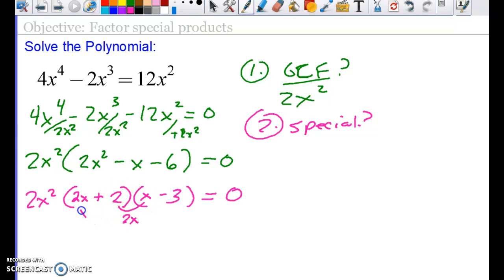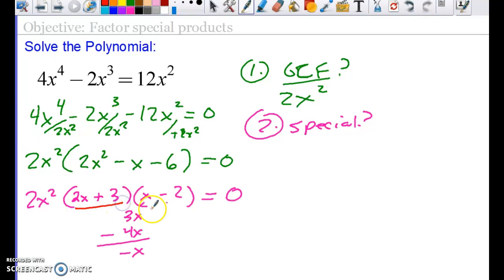So 2x, -6x, that gets -4x, so that's not the right one. Let's try a different one. Maybe I need to just switch the 3 and the 2 around, so I'll do that. I'll do +3 minus 2, I get 3x minus 4x, and there you have it, -x. I got it on the second try, which is nice.